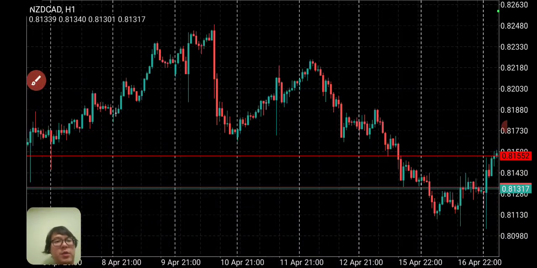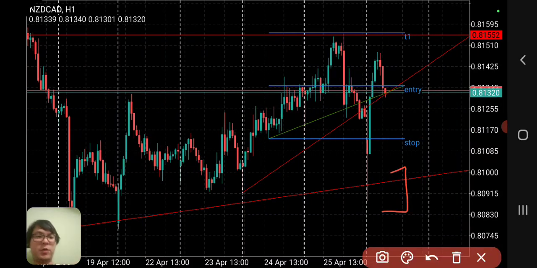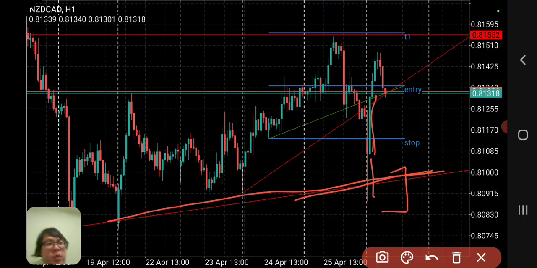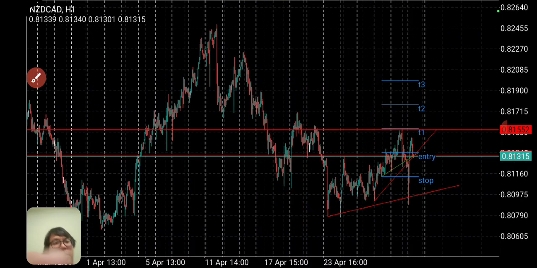Though we still see a strong rejection on this candle, which means the setup is still valid for the long, because you see we got the trend line right here. This candle's tail touched the trend line and bounced back strongly. So this is going to be a good long setup.